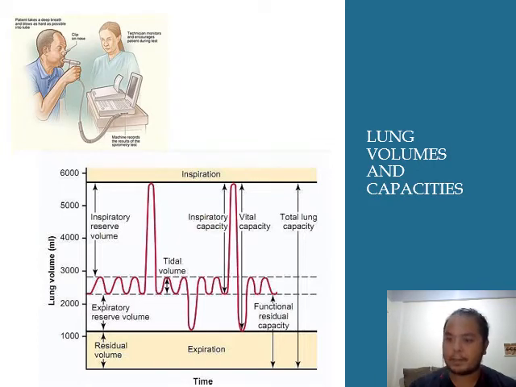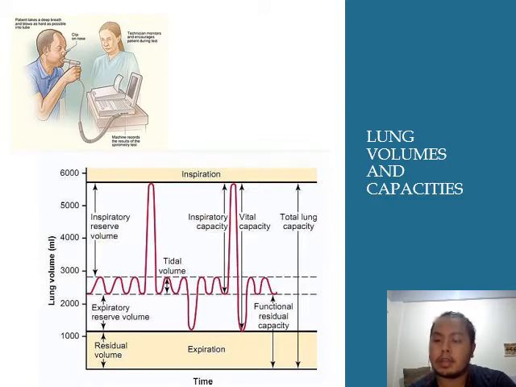has more oxygen than what you are able to take in per breath. So, extra amount of gas for gas exchange, even if you maximally inhaled and exhaled. Okay. Sige. Next is your inspiratory capacity. Inspiratory capacity is a sum of your tidal volume and your inspiratory reserve volume.